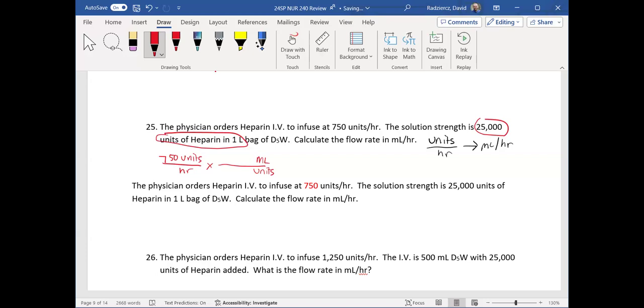So what's my units? 25,000. Now I don't have milliliters listed, but you guys know that 1 liter is the same thing as 1,000 milliliters. So we'll just put that right there. And then we're just going to multiply across the top and divide by the bottom. So when I do that, 750 times 1,000 divided by 25,000, I'm going to get an answer of 30 milliliters per hour.